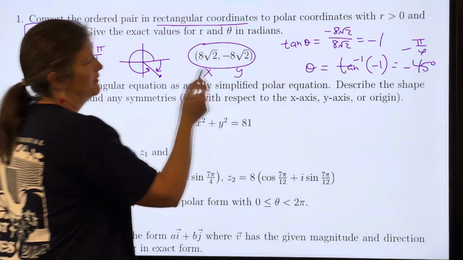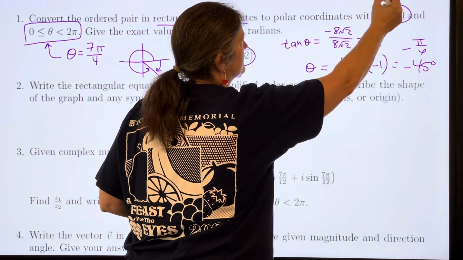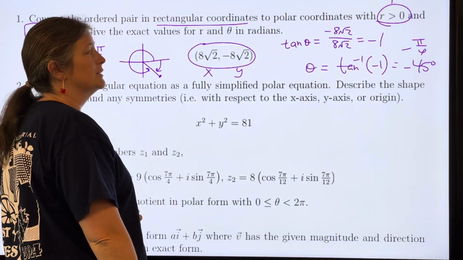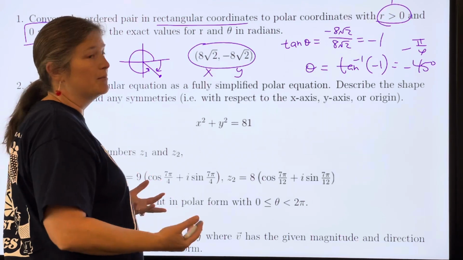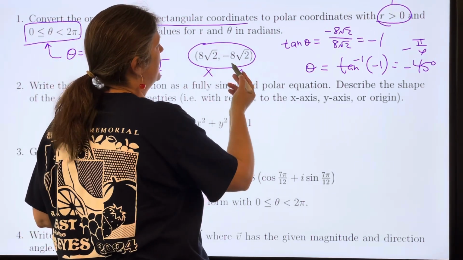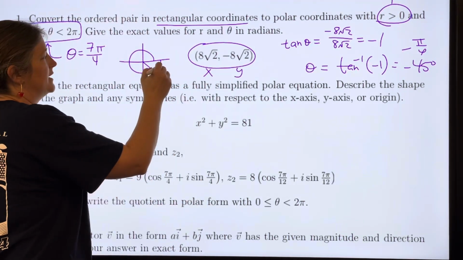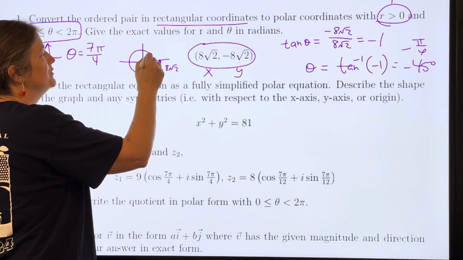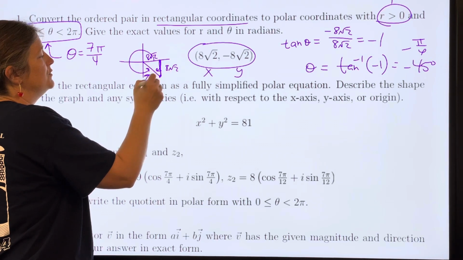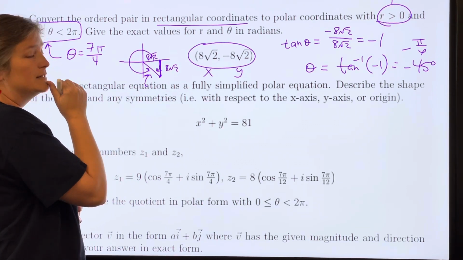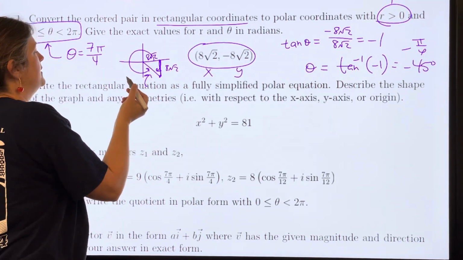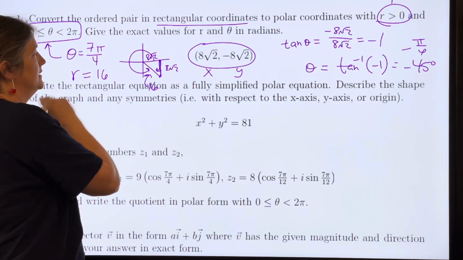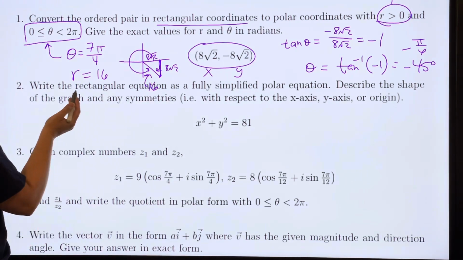Same with r now. They want my r to be positive. So when I do r squared equals x squared plus y squared, I'm going to actually pick the positive square root of that. However, I also recognize this triangle that has 8 root 2, 8 root 2. This one's going to be root 2 times that, and 8 times root 2 squared is just 8 times 2, is just 16. So I actually know my r is 16, but I could do the math to check it.